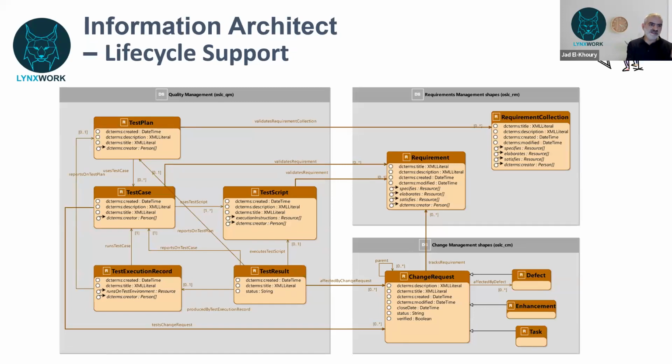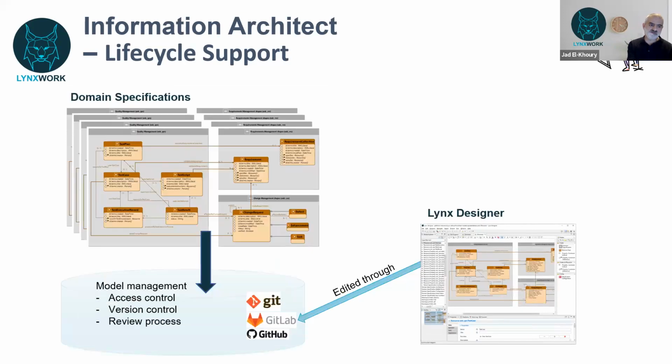So now I'll dig a little bit deeper for the information architect. This is typically an information model you have. You will have many of those domain models. And the way we support this lifecycle management is we store everything in a Git repository of your choice. Through that, we control who has access to them, read, write, etc. How do we version control them? Who's allowed to approve them? We can have a whole review process on how to do that. And that's all done by the tool, LynxDesigner. But the data is actually in a Git repository.